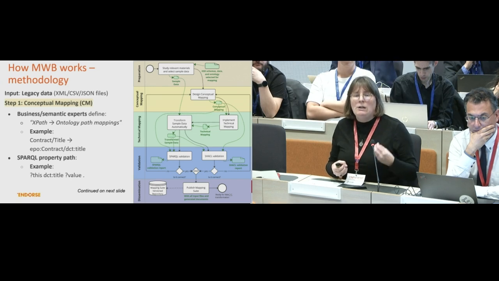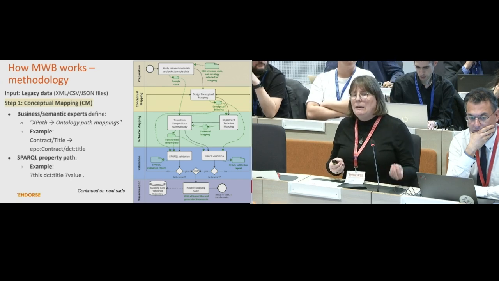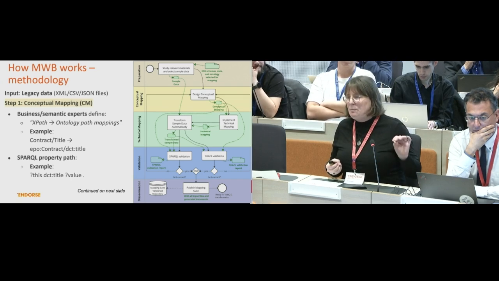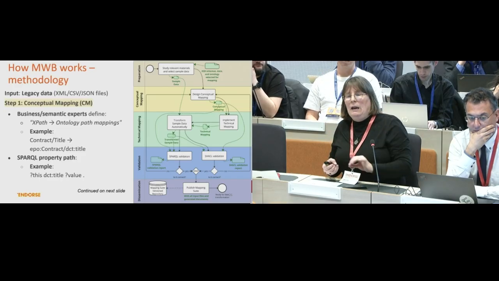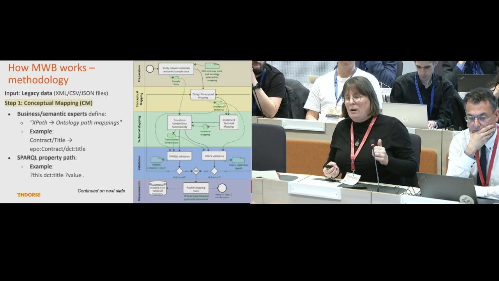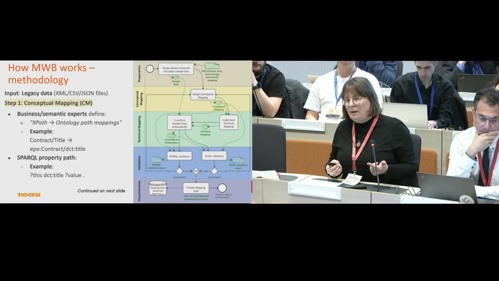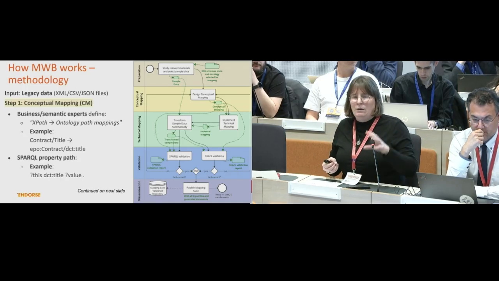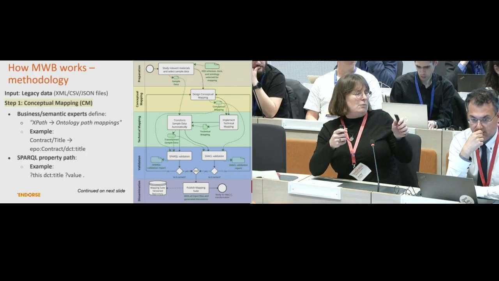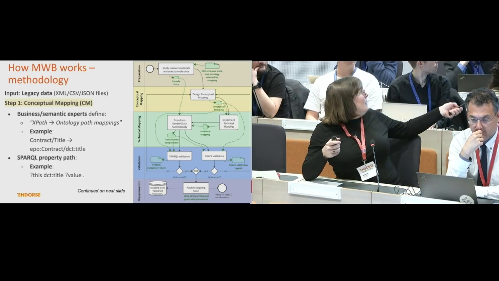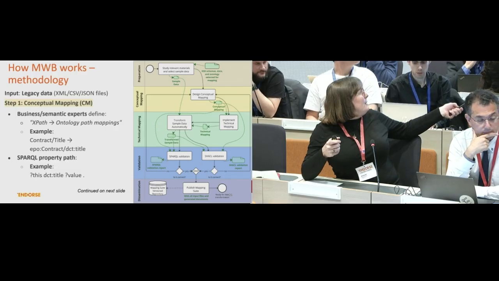So how does it look specifically in our instantiation of the methodology to do this mapping? As mentioned, first we do the conceptual mapping. That is basically looking at the XPath queries that we need to execute over the XML. That maps then to a SPARQL property path and a SPARQL class path. The conceptual mapping there is then the output.